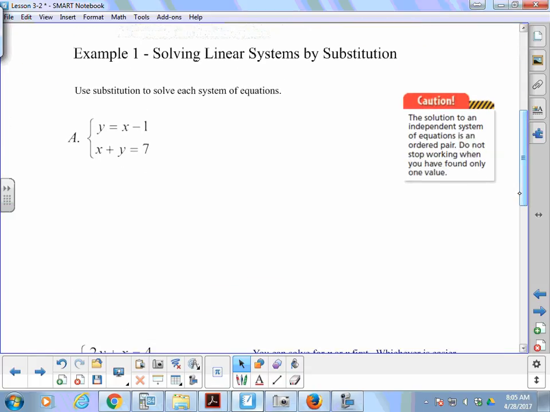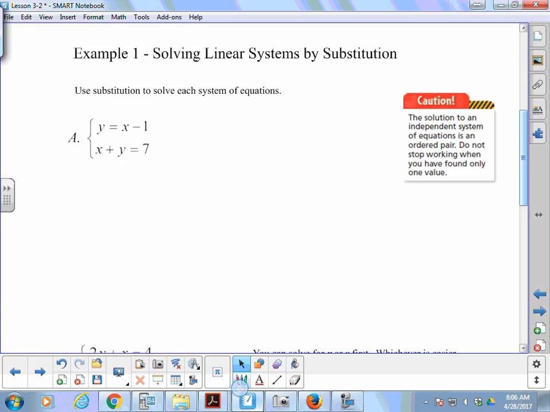One is substitution. So, well, what is substitution? Well, it's just kind of like when you are evaluating something. You can plug something in for something else. So this variable equals this thing, so wherever I see this variable, I can put that thing in there. Okay? So in this first one we have, if y equals x minus 1 and x plus y equals 7.